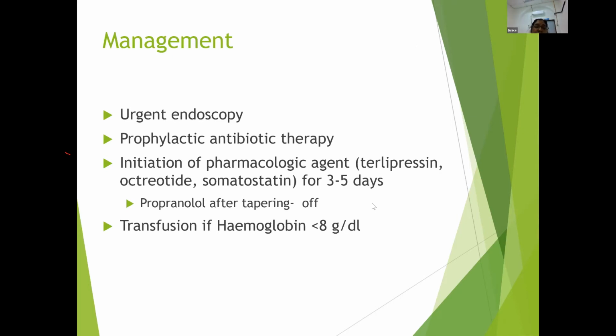Okay, so the patient should be referred for urgent endoscopy, and we should initiate prophylactic antibiotic therapy. Initiate a pharmacological agent like terlipressin, octreotide, or somatostatin for at least 3 to 5 days, and we should stop the propranolol, and transfuse if Hb is less than 8, but it's difficult to estimate the Hb when the patient is having overt bleeding. If the patient is clinically unstable or hemodynamically unstable or pale, we initiate the transfusion without waiting for the FBC.